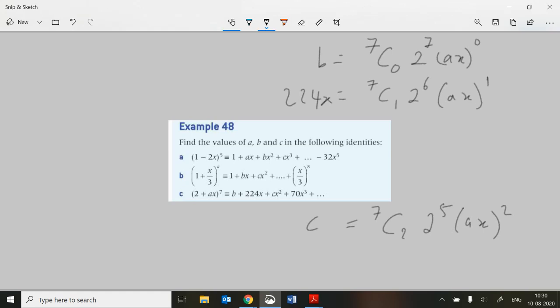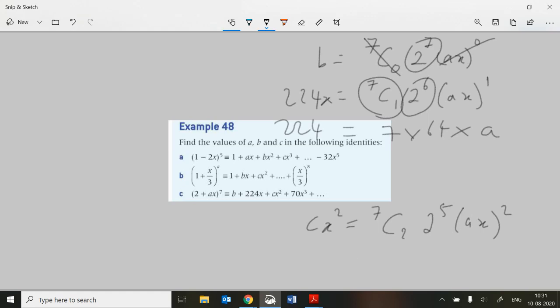So yeah, okay. This is obviously going to become 1. This is going to become 1 at the top, and then 7 choose 0 is 1 as well. So b is just 2 to the power of 7, and then of course this is 7. 2 to the 6 is 64, and so we've got 7 times 64 times a equals 2 to 4, and I've cancelled the x, and then you can solve that equation.